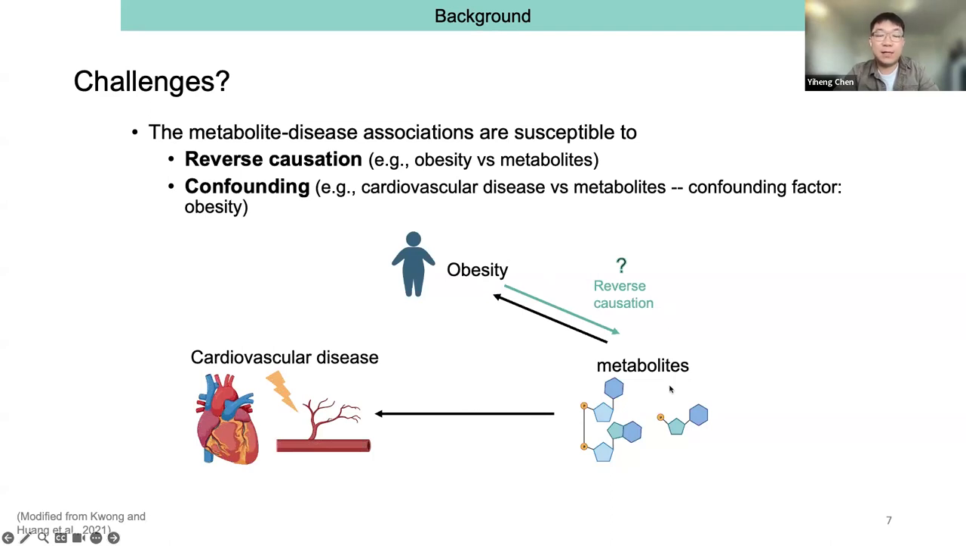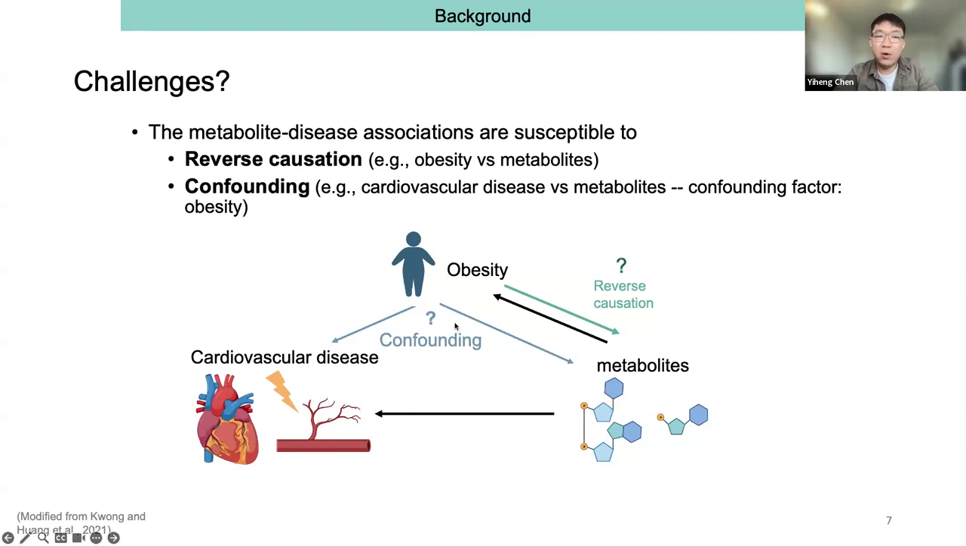Another challenge, confounding. In this example, we found metabolites to be associated with cardiovascular disease. We also know that obesity is an important factor that could influence both cardiovascular disease and metabolites. So it is a confounder. If that's the case, then the association we observed between the metabolite and cardiovascular disease occurred just because of obesity, not because these metabolites have any direct effect on cardiovascular disease. So that's a situation or challenge called confounding.